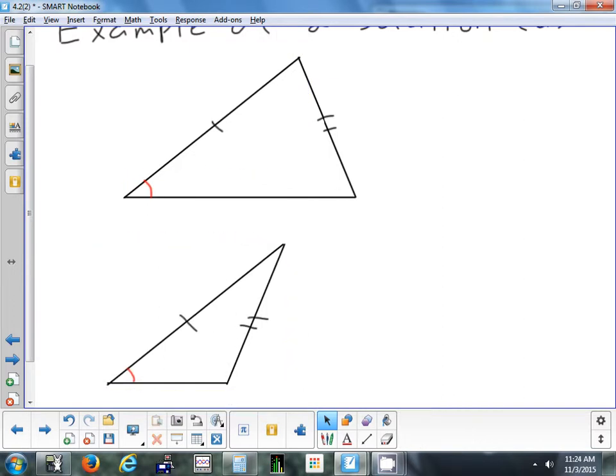I've got a side, and an angle the same, but I can draw 2 different ones. Can't do that with any other type. Okay, if you gave me angle, side angle, or any of the ones we did yesterday, I can't do that. Only this type.